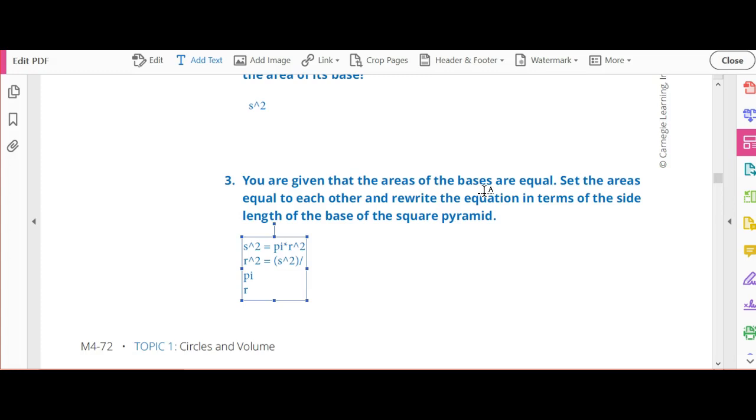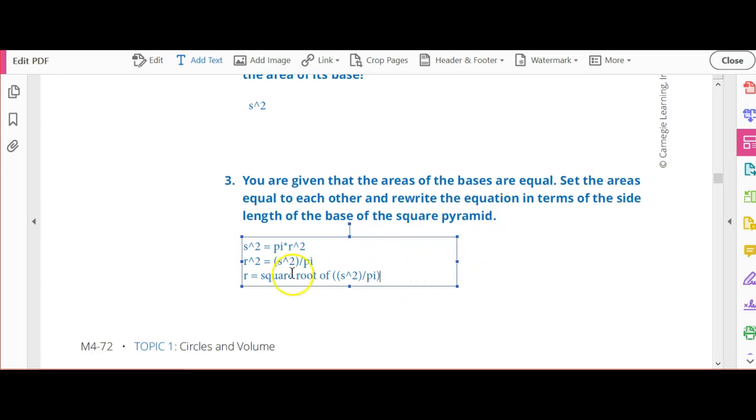R is equal to the square root of s squared divided by pi. Okay, so we take the square root of that whole thing right there, and I'm going to just drag that out a little bit.